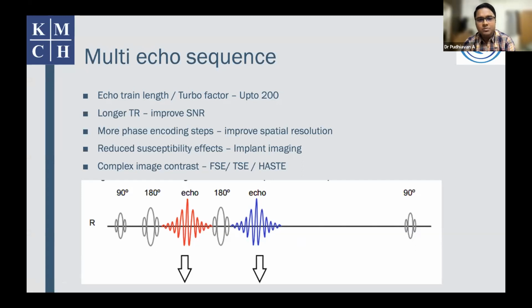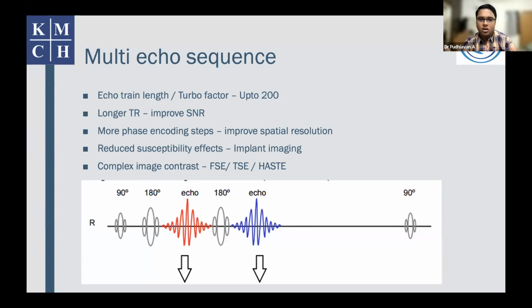Some examples of these multi-echo sequences are the FSE or the TSE sequences, or turbo spin echo sequence, the HASTE sequence, the sequences that are used for MRCP. So these are all multi-echo based sequences where we use multiple echoes within a single TR time. So with progressing time, the TE time also keeps on increasing. So the image contrast of these multi-echo sequences will be predominantly of a T2 weightage.